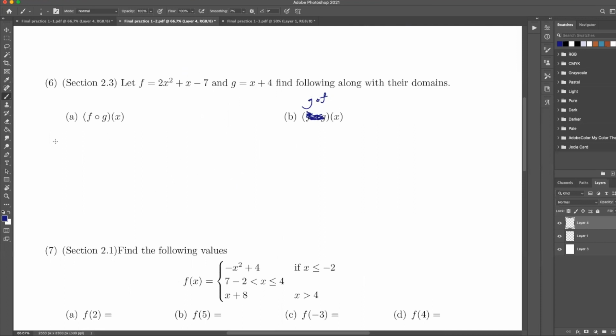So here we're just going to do function composition. We're going to have f of g of x. Well, what's g of x? It's right here. So we have f of x plus 4. And here, everywhere in my f, instead of x, I'm going to plug in x plus 4. So I'll have 2x plus 4 squared plus x plus 4 minus 7.